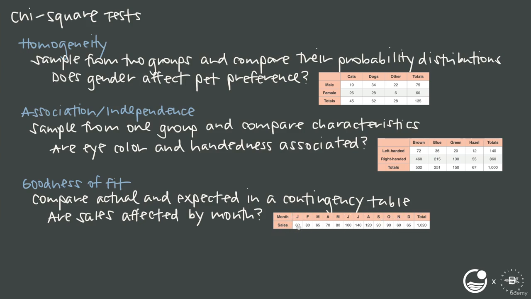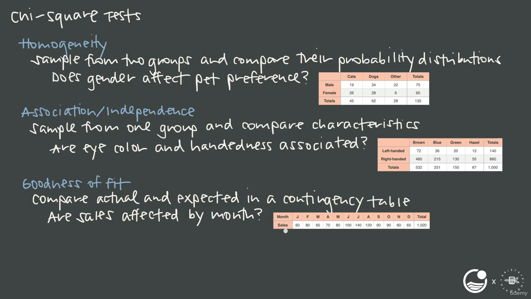And we have the number of sales that we make in each month. So we call this a contingency table because the number of sales are contingent on the month of the year. To answer this kind of question, we would think about the expected number of sales in each month based on the total number of sales for the year.